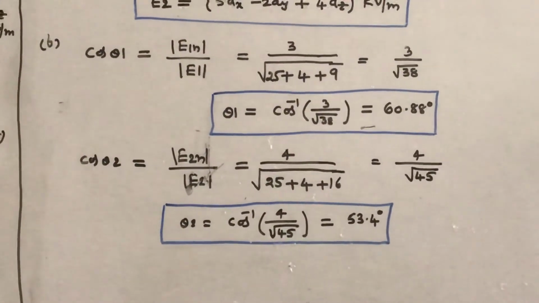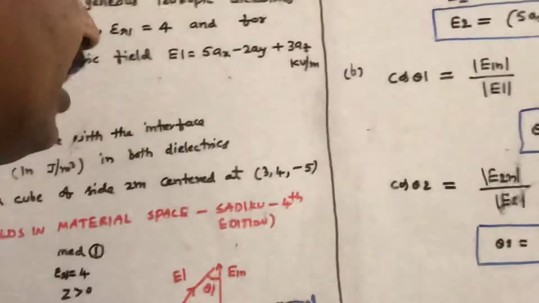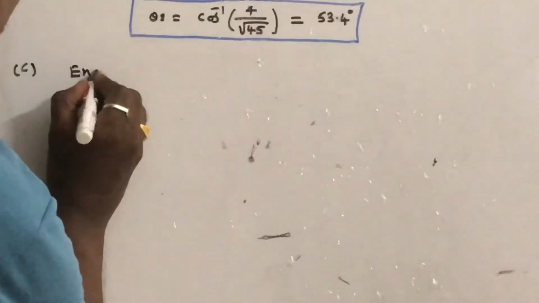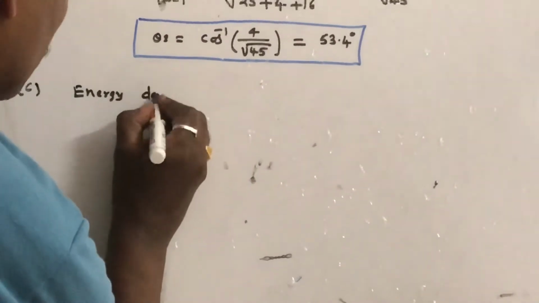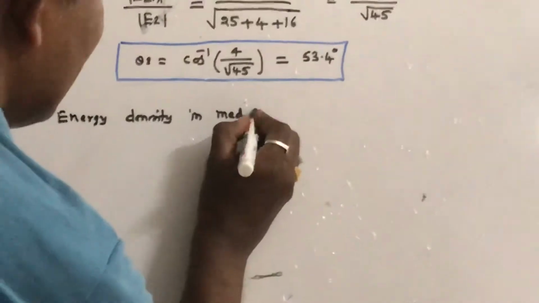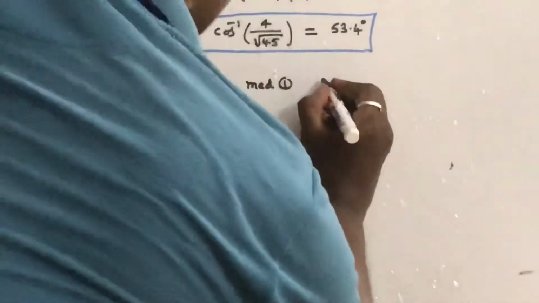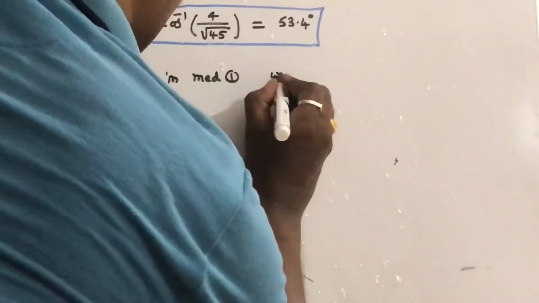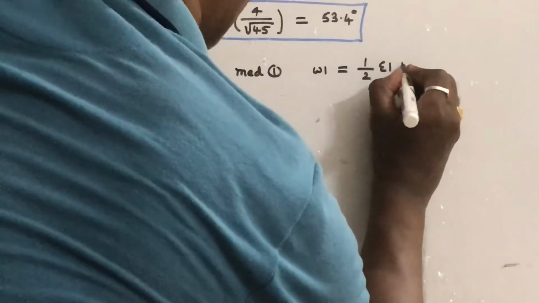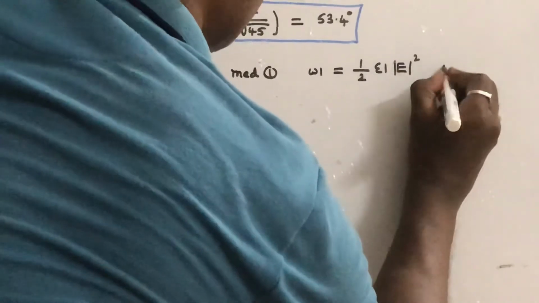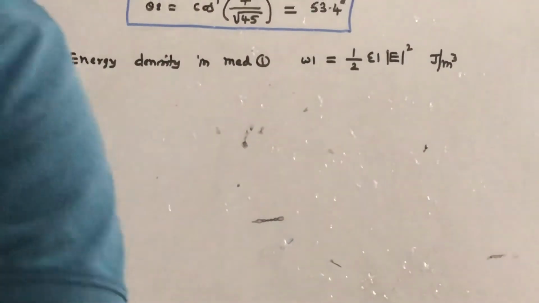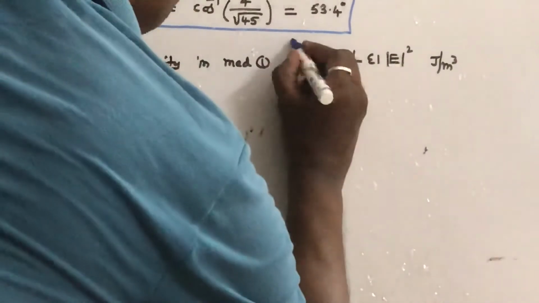Now the third question asks to find the energy densities. A very simple formula: the energy density in medium 1. Energy density is energy per unit volume, represented as small w1. What is the simple formula? Epsilon 1 into the magnitude of E1 squared, in joule per meter cube. This is the very simple electrostatic energy density formula.